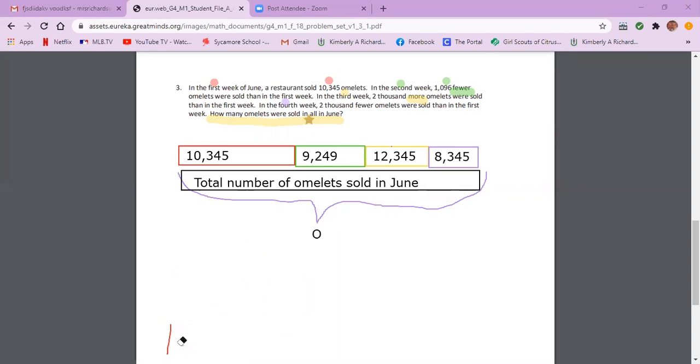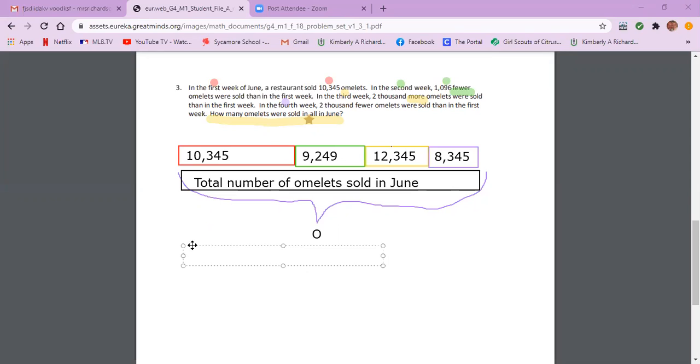A lot of kids, when they see a problem like this, see "in all" and start adding up these numbers. But you have to look very carefully because, as you can see, it doesn't say that number. It says fewer than or more than. So that's the tricky part. All right, so let's set this up.